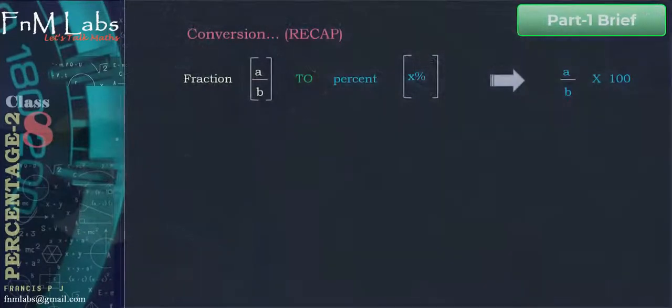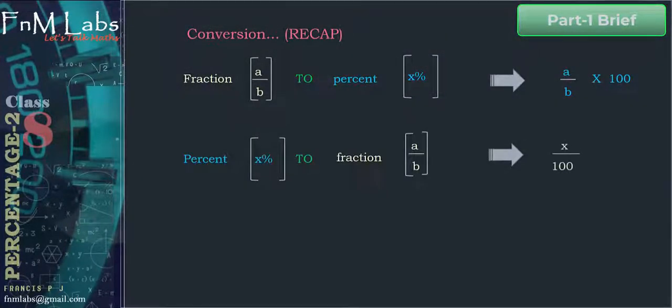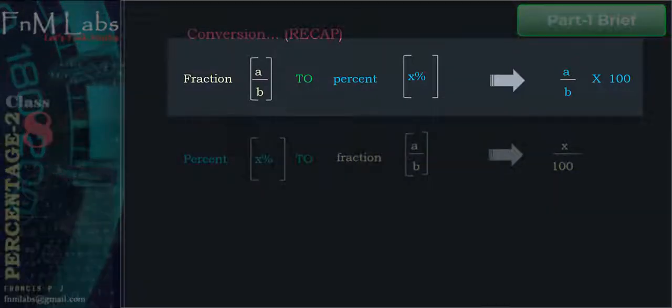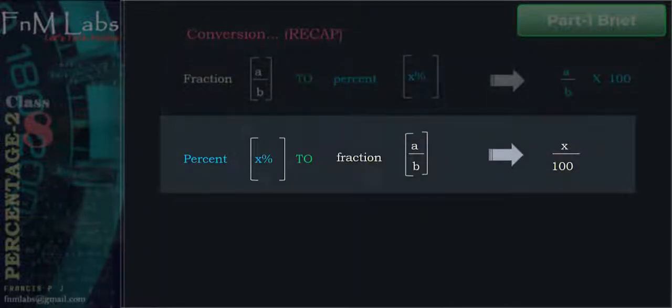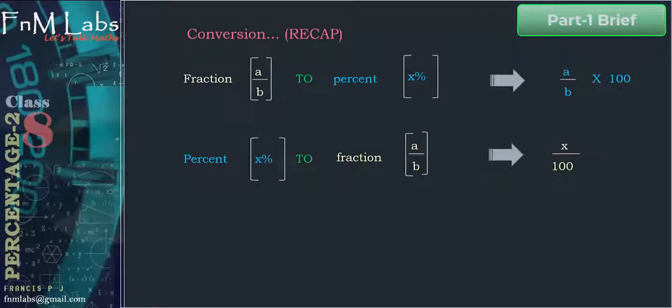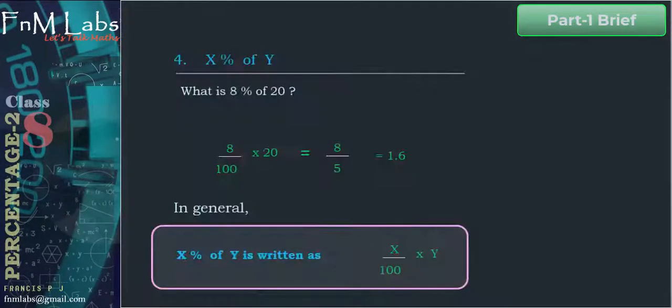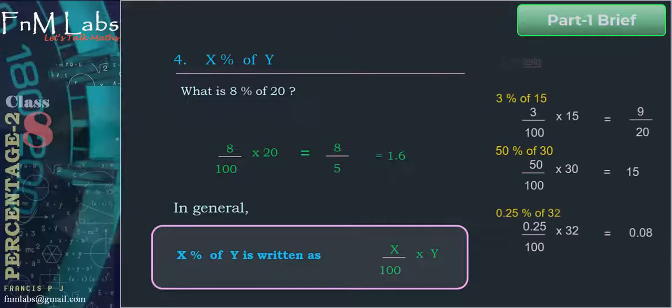Let us recapitulate the key ideas we discussed in part 1 of percentages. If you want to convert a fraction to its percentage form, you just need to multiply it by 100. Conversely, if you want to find the fractional form of a percentage, you need to divide the percent by 100. We then saw the meaning of x percent of y is x by 100 times y, and we saw some examples for that.